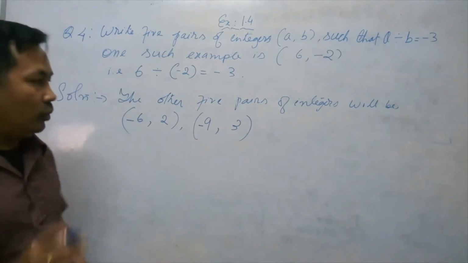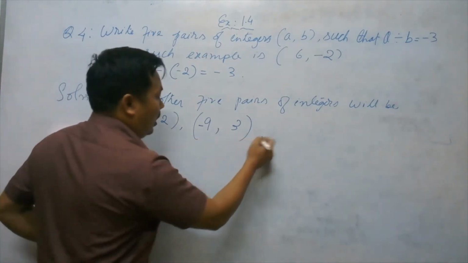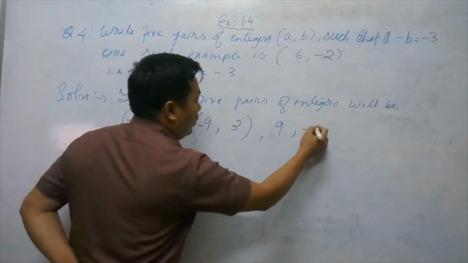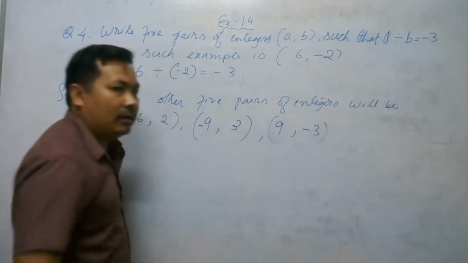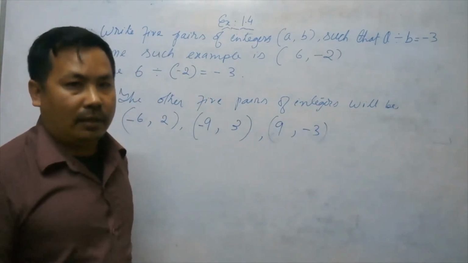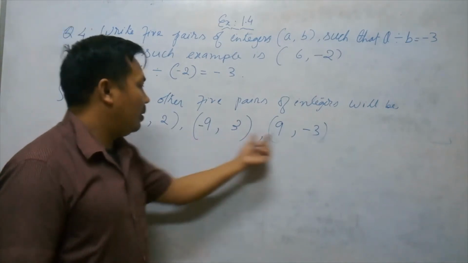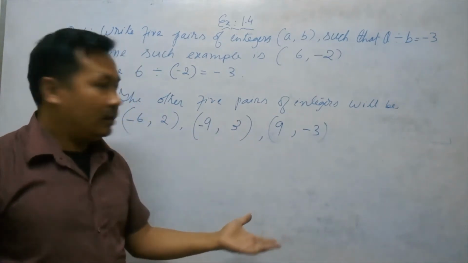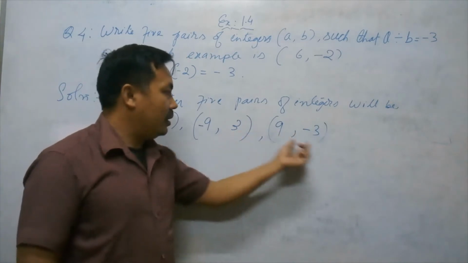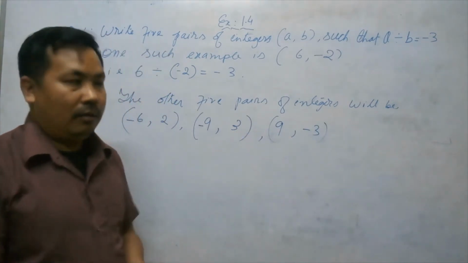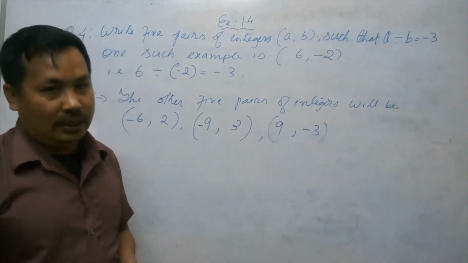In the same way, you can also take plus 9 and minus 3. There is no chance of mistake, because minus 9 and plus 9 are different integers, and plus 3 and minus 3 are also different integers. You can take this to make your answer very simple and easy.